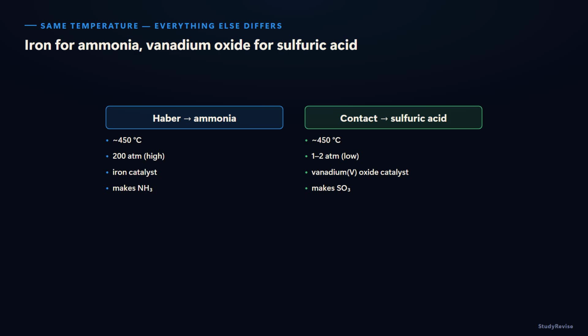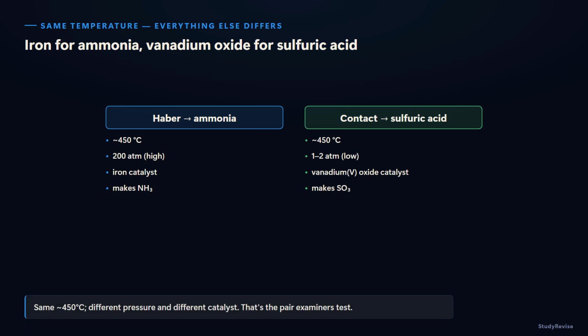The contact process makes sulfuric acid, and its key equilibrium step converts sulfur dioxide into sulfur trioxide at a similar 450 degrees Celsius, but at a much lower pressure, only 1 to 2 atmospheres, using a vanadium oxide catalyst, not iron. Same rough temperature in both, which is exactly why the pressure and the catalyst are what actually distinguish them, and exactly where the two get cross-wired in an exam.